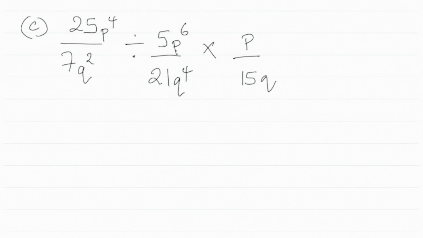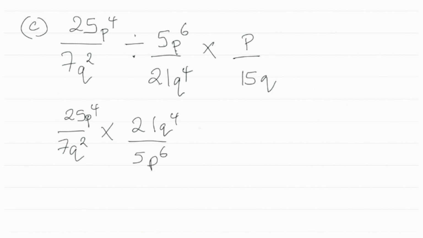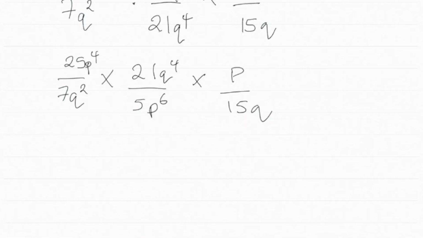So we are going to say 25p to the power 4 over 7q squared times, since we have used the operation of multiplication, we interchange, q to the power 4 over 5p to the power 6 multiplied by p over 15q. That looks appetizing and also giving us hope.